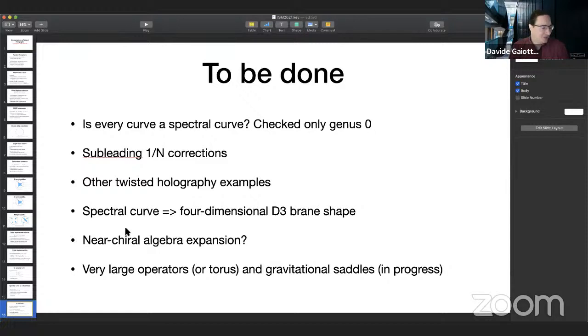And finally, the big project is to understand situations where operators are order n squared instead of order n, so that you're really inserting non-trivial geometries and finding non-trivial gravitational saddles. And that's very much in progress, but it's tricky. Okay, I think this is all I wanted to say.